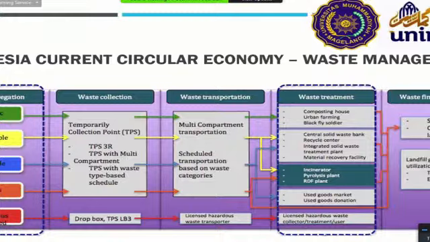Once the waste is segregated, the next step is waste collection. This is conducted by our government, private parties, and also scavengers. We have a lot of scavengers who help us collect this waste. The scavenger is pemulung. So do not look down on them, but look at them as very good people who help us reduce our waste.